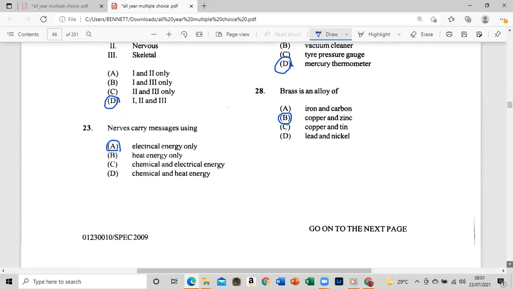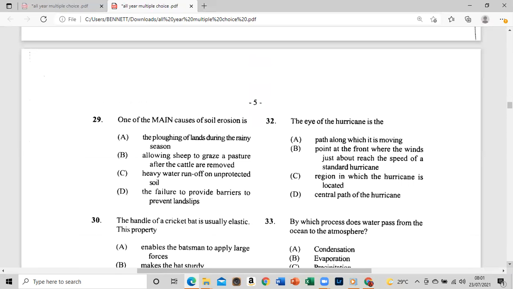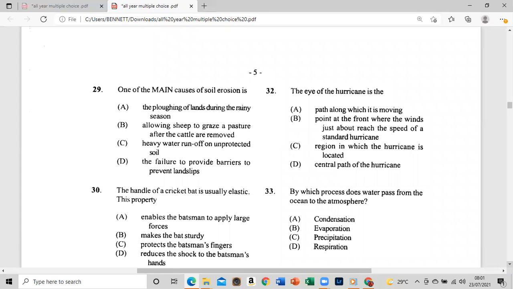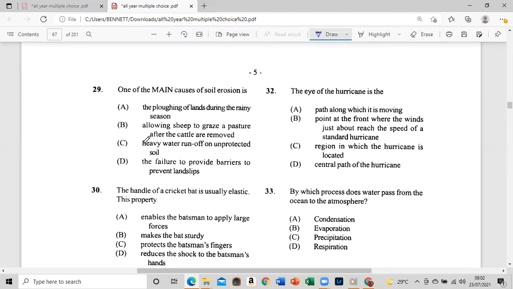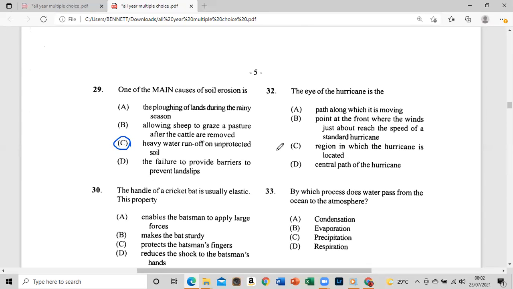Go on to the next page. One of the main causes of soil erosion is A, the plowing of lands during the rainy season, B, allowing sheep to graze a pasture after the cattle are removed, C, heavy water runoff of unprotected soil, or D, failure to provide barriers to prevent land slips? It would be C. If you plow the land, that means soil erosion will occur.